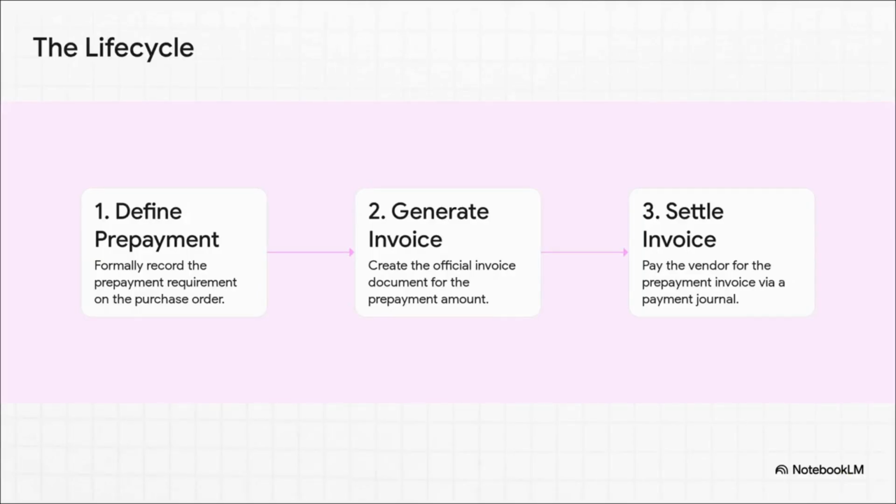The whole thing really happens in three main steps. 1. You define the prepayment right on the purchase order itself. 2. You generate the prepayment invoice. And 3. You pay that invoice. That's it. So let's break down each one.